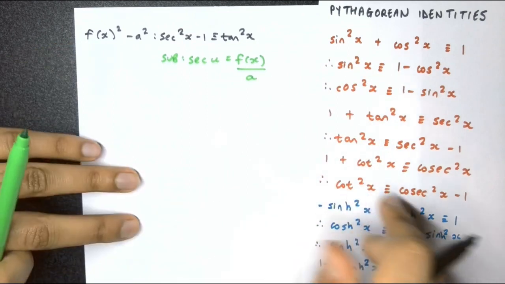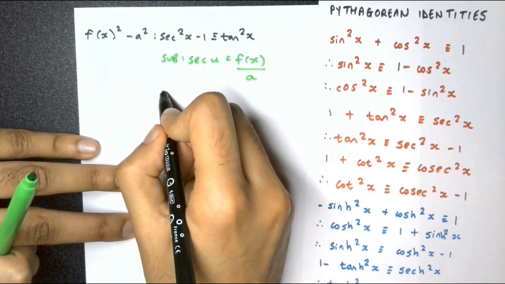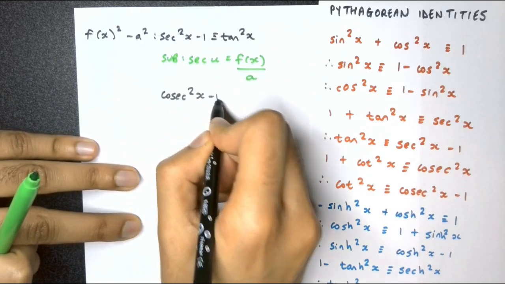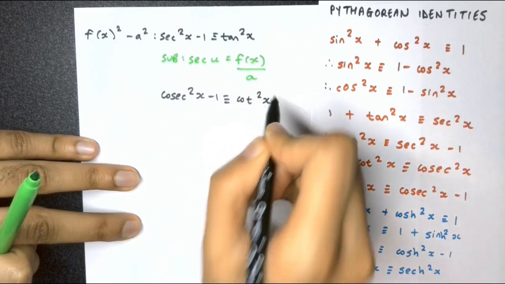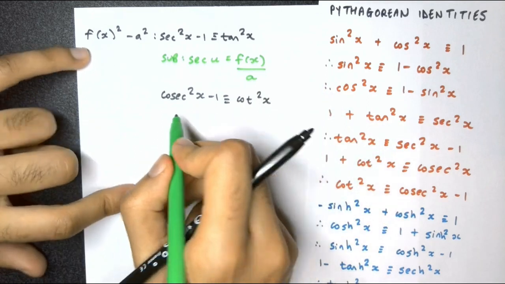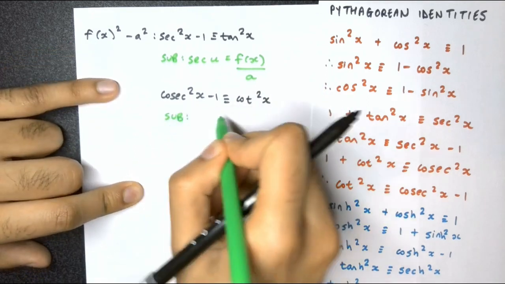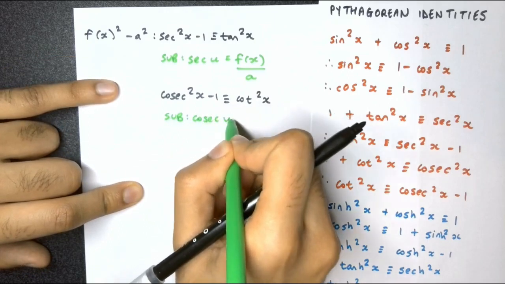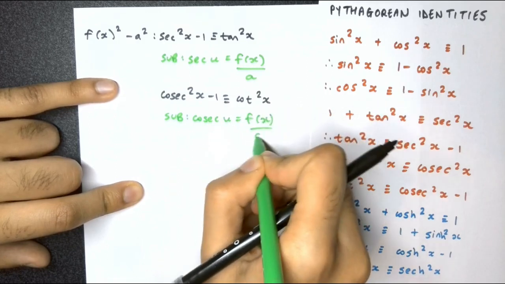Another one which we could have is this one here, cosec squared x minus 1 being equivalent to cot squared x. So if we match everything up, hopefully you can see for our substitution we're going to have cosec of u equaling f of x over a.